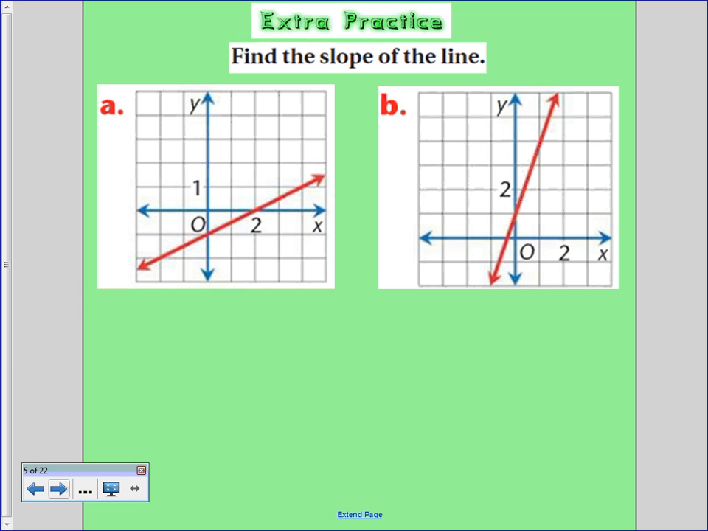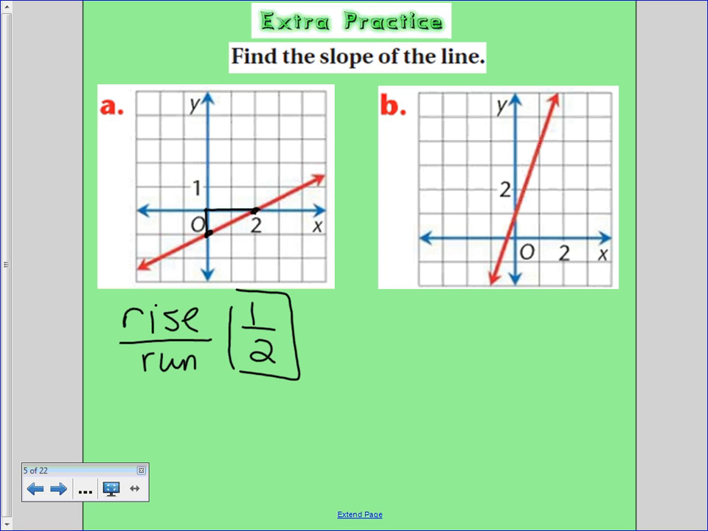Would like you to try it for one more. Let's try these two before I give you the homework. Rise over run. Here's a point right here. Here's a point right there. We go up 1 for the rise, over 2 for the run. Our slope is 1/2.